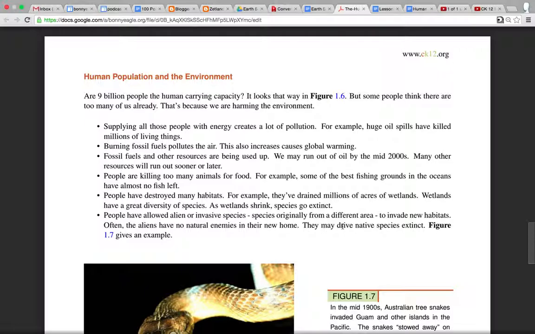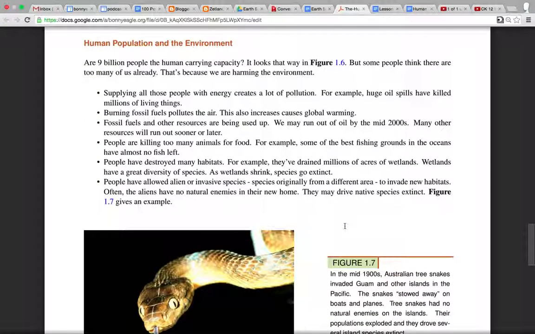Fossil fuels and other resources are being used up. We may run out of oil by the mid-2000s. Many other resources will run out sooner or later. People are killing too many animals for food. For example, some of the best fishing grounds in the ocean have almost no fish left. People have destroyed many habitats. For example, they've drained millions of acres of wetlands. Wetlands have a great diversity of species. As wetlands shrink, species go extinct.